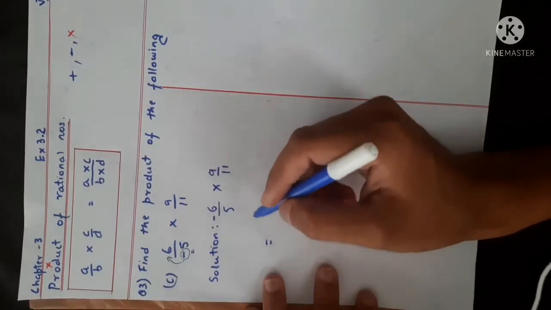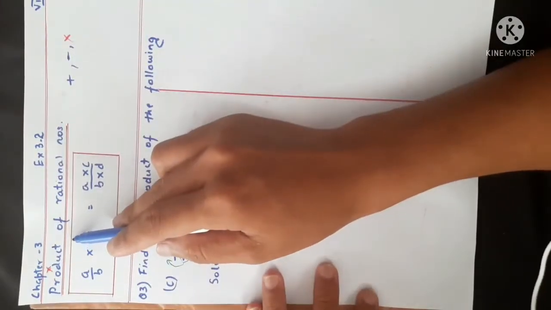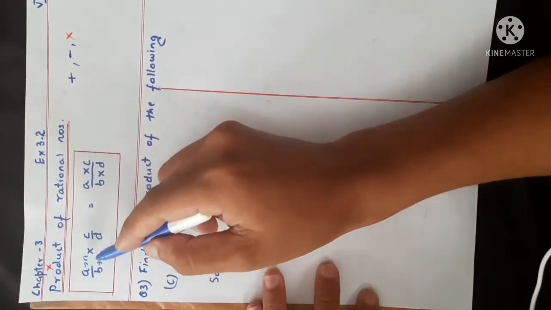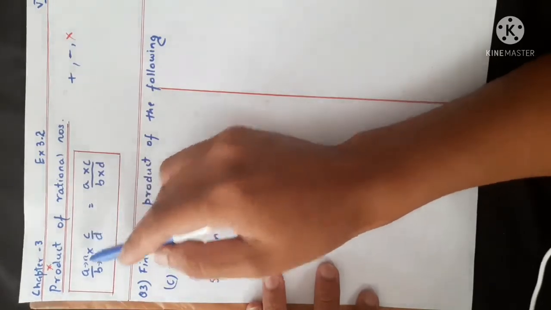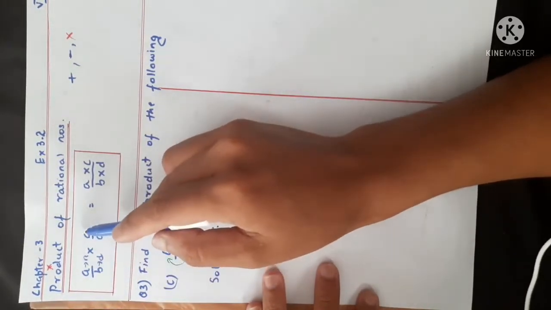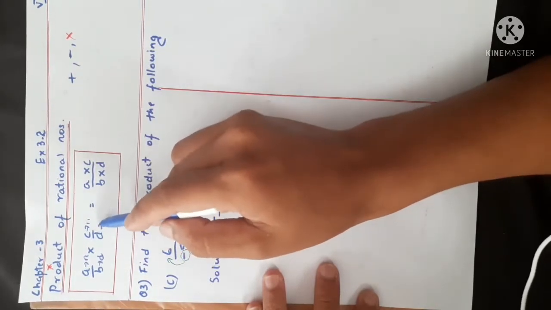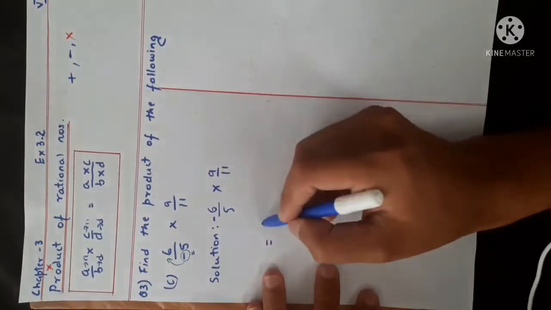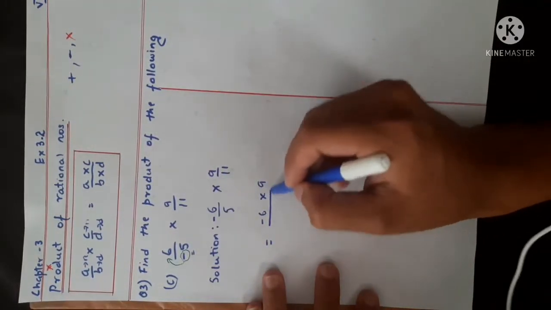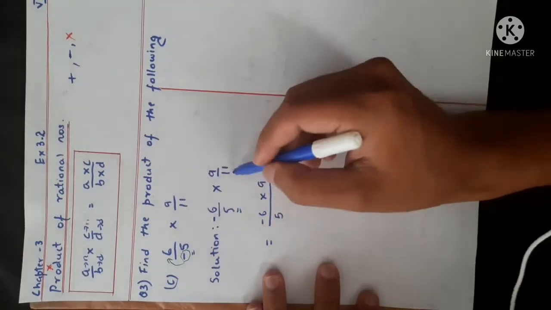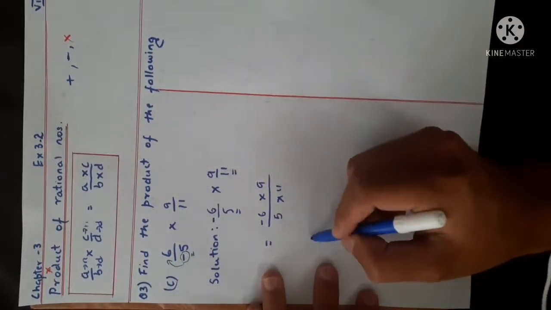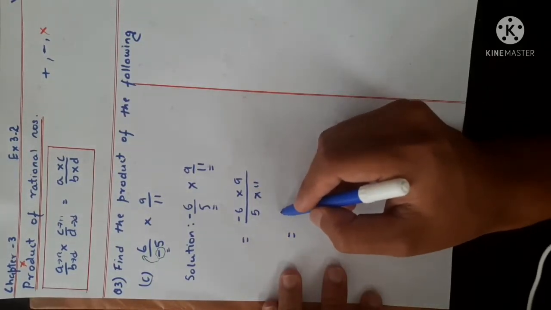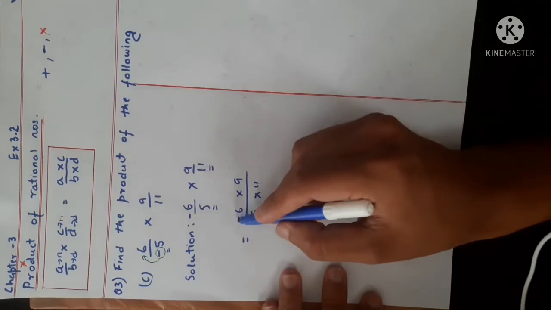And this will be equal to, now remember, when you multiply a rational number, we have this is the numerator and the bottom part is the denominator. So when you multiply numerator with numerator and denominator with denominator, minus 6 multiply 9 divided by 5 multiply 11. 6 multiply 9 equals 54, and this is minus.